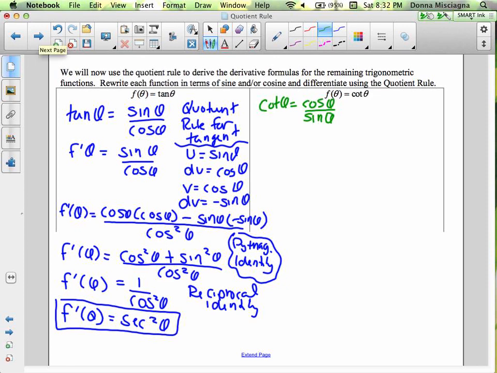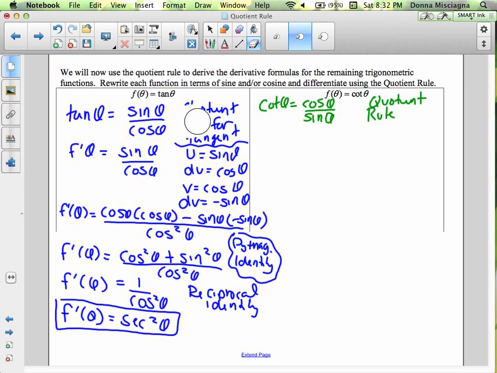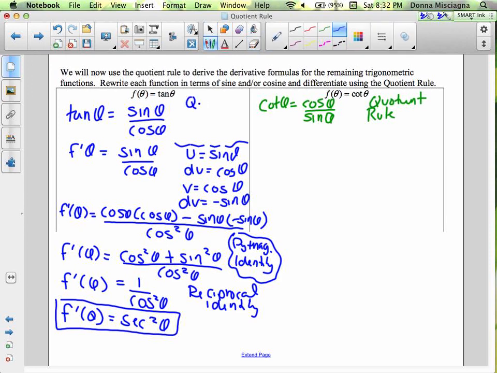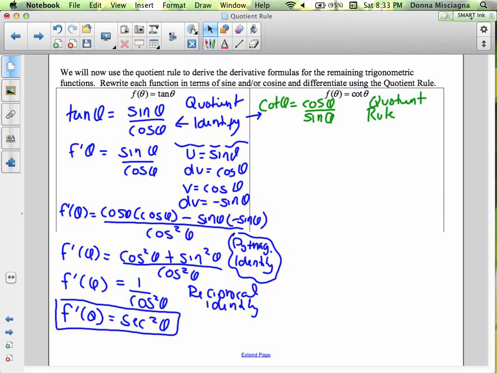Right? So that's the quotient identity, not quotient rule. I keep calling it rule, thinking of what we're doing now. Quotient identity. And that is supposed to say identity. All right, so quotient identity there, and a quotient identity there. I don't have to write it twice.